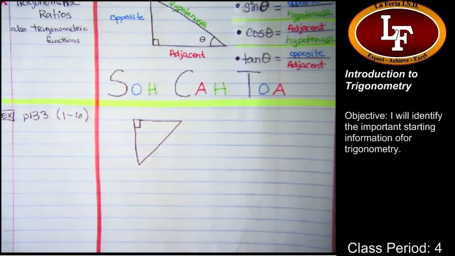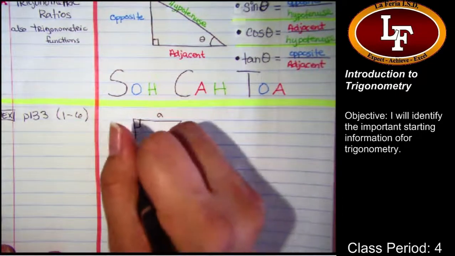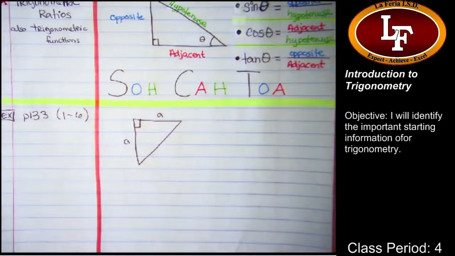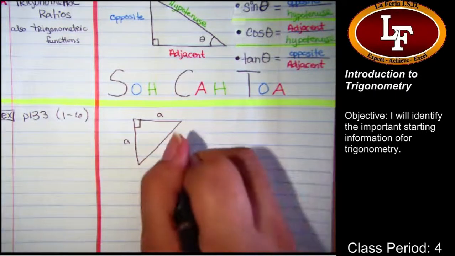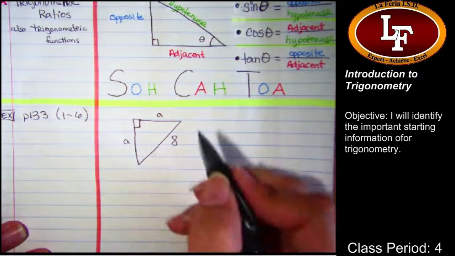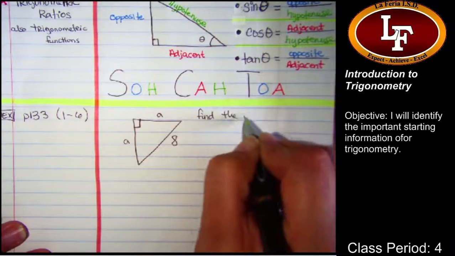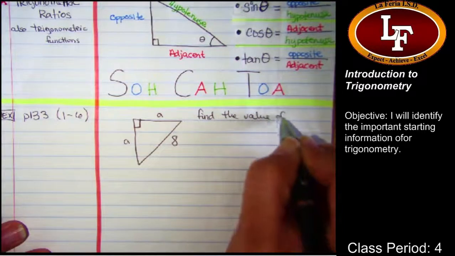Can you please give me a variable? A. Okay? So these sides are A. And I'd like theta. Theta. I'd like, please, now an even number. 8. Okay. The directions for this are going to say, find the value of A.